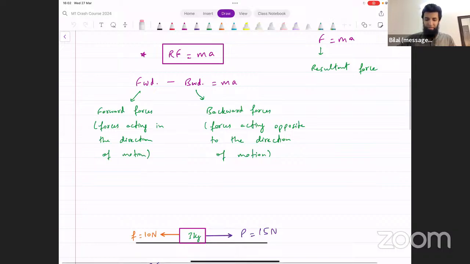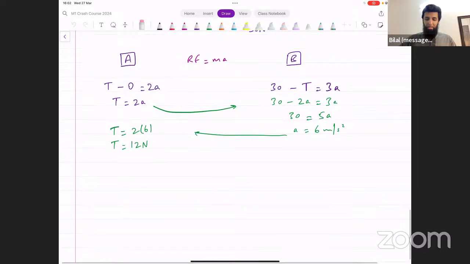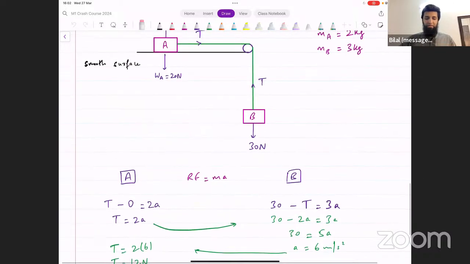When you have connected objects like this, where you have one object on one end and another object on the other end, and they are connected by a string or by some other object, how do we find the tension in the string, and how do you find the acceleration of the blocks? We just apply Newton's second law of motion separately to each of those objects, right? So we apply Newton's second law of motion to A separately and to B separately, and that helps us find acceleration and tension, right?